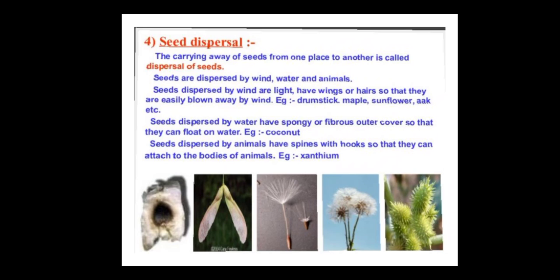Seeds dispersed by water have a spongy or fibrous outer cover so that they can float on the water. For example, coconut. And seeds dispersed by animals have spines with hooks so they can attach to the body of the animal. So this is how the plant grows when its seeds are dispersed by wind, water or animals.